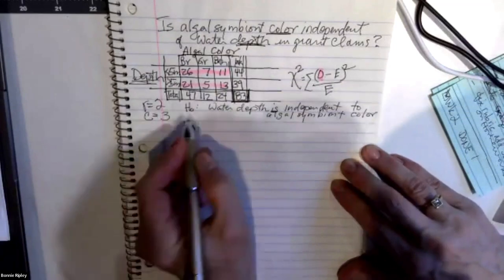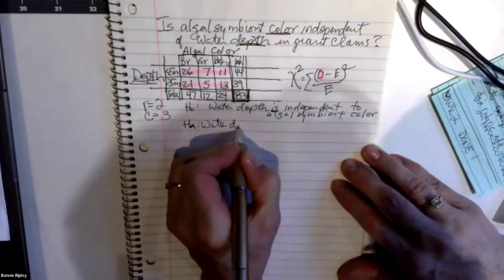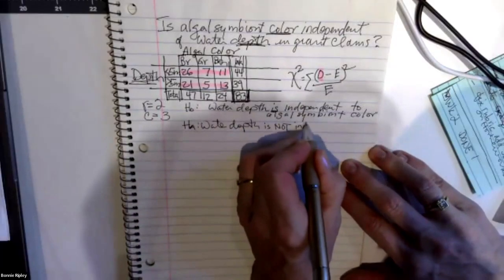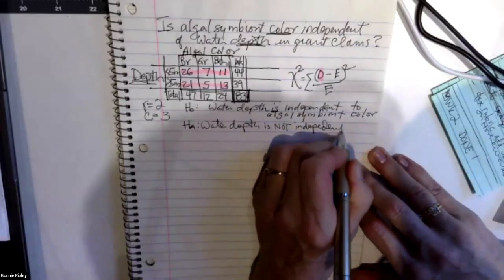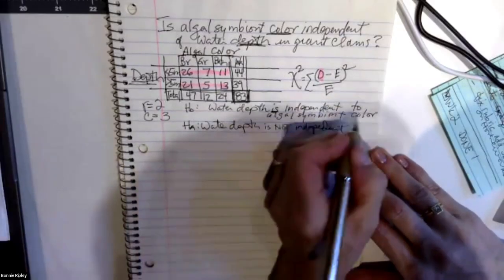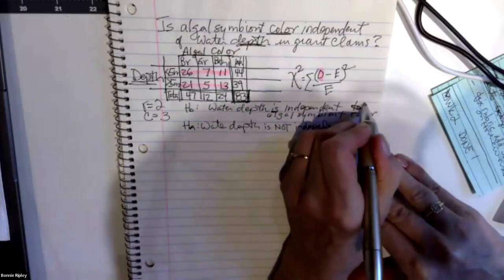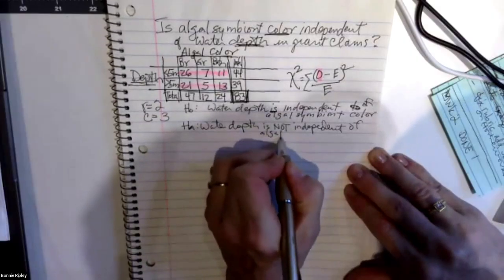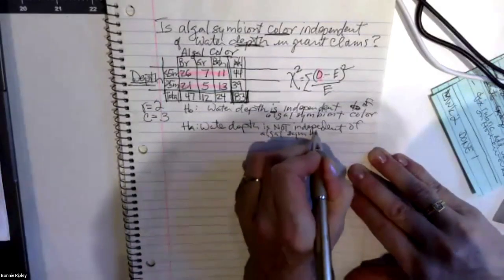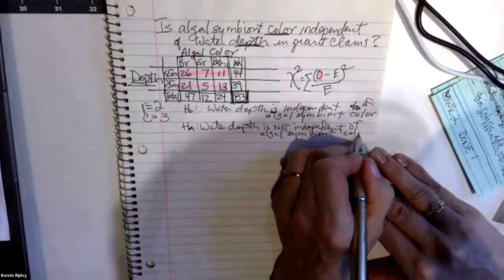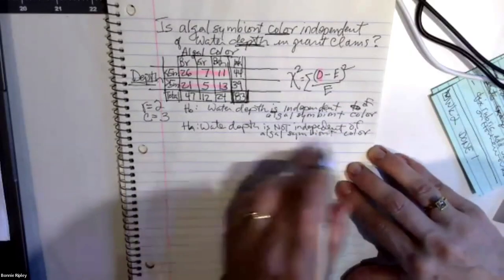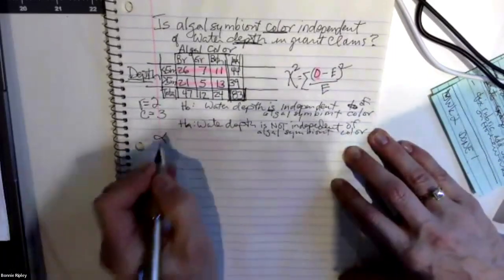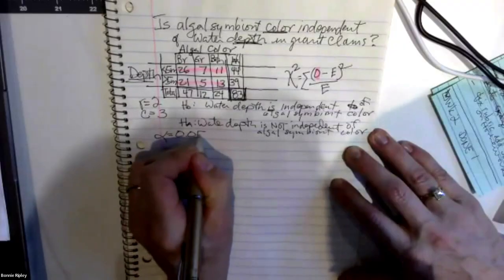Versus our alternate: water depth is not independent. Oh, that should be up. Yeah, water depth is not independent of algal symbiont color. I am going to set our alpha to 0.05.